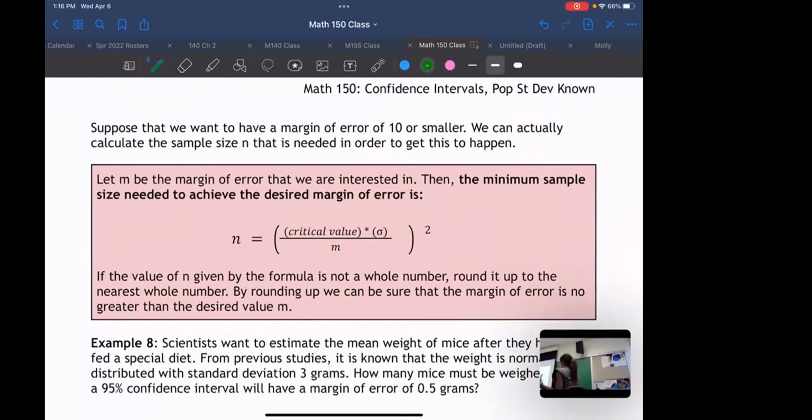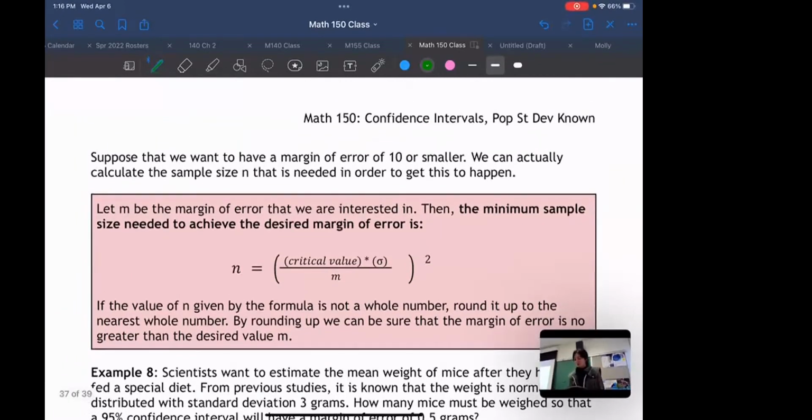So maybe we don't want to just leave it up to chance and see how big the interval is. Maybe we just want the margin of error to be 10. So I'm going to set up a situation, and design my experiment around the fact that I want my interval to be this big. The big question here is, how big of a sample do I need to collect?